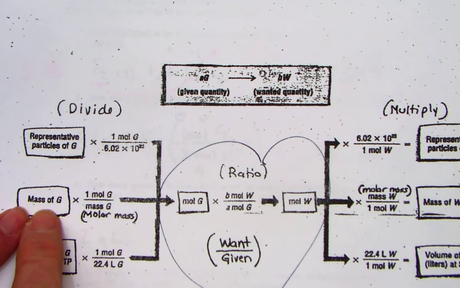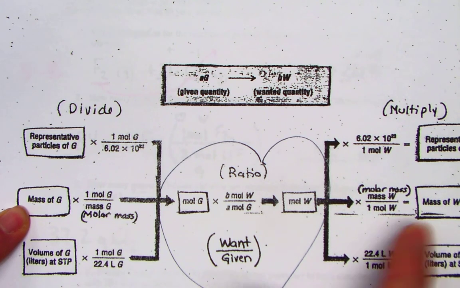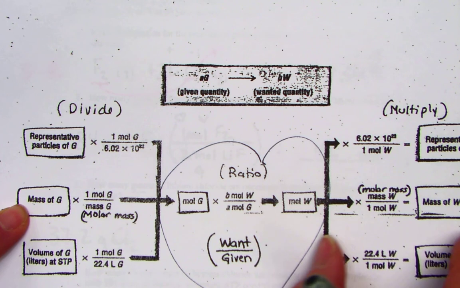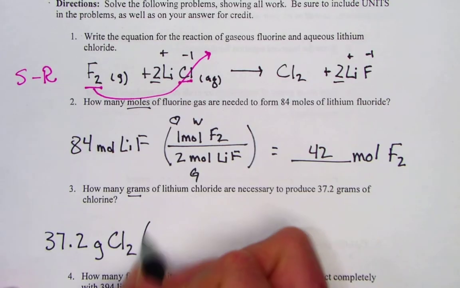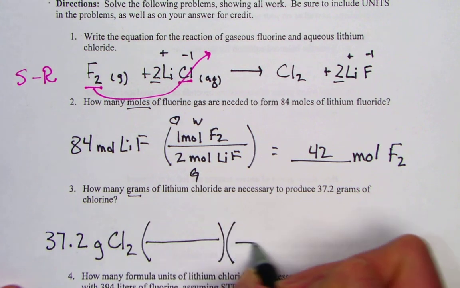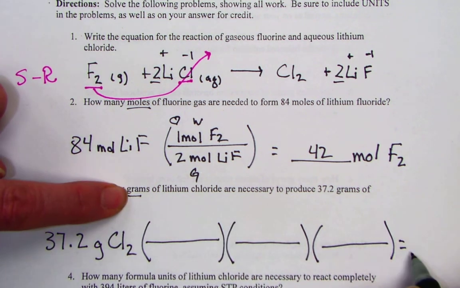So if I look at my stoichiometry roadmap, given a mass, calculate a mass, it's all 3 steps of stoichiometry, where we have to divide, ratio, multiply to move from the left to the right. I like to get those 3 parentheses ready so I can see my target where I want to go. And where we're being asked to go is grams of lithium chloride.